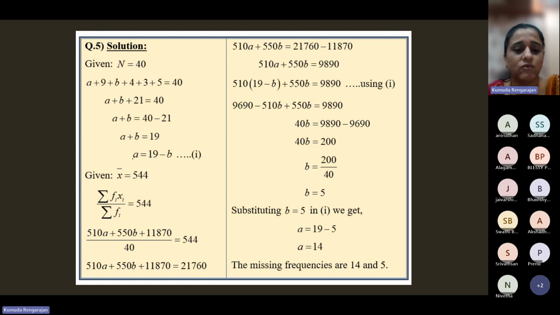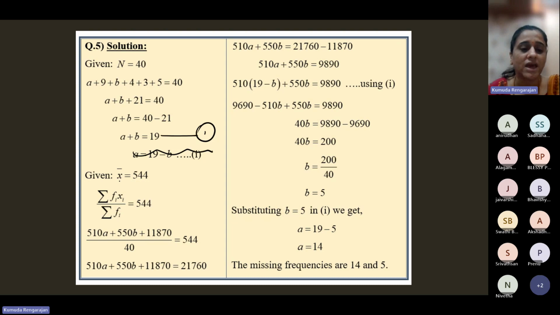Or if you're wondering why you should write this: you stop here. A plus B is equal to 19. Now why do we stop there? Because there are two unknowns. We can't find A or B. Now you cannot find A or B because for one equation you should have only one unknown. When you have two unknowns, you cannot find anything. So we stop there. Now take up the other information given.